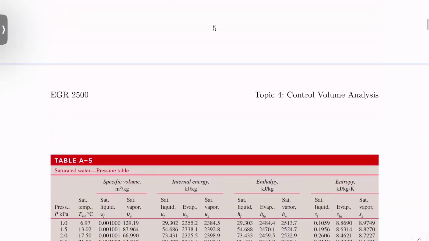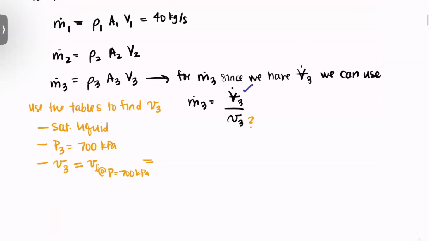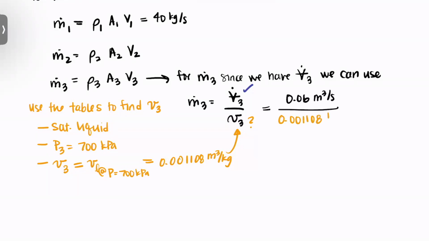Okay. So we have specific volume is 0.001108 meters cubed per kilogram. So I can pop that back in here and I get the following. I'm going to plug in the V3 that we have, which is 0.06 meters cubed per second, divided by 0.001108 meters cubed per kilogram.